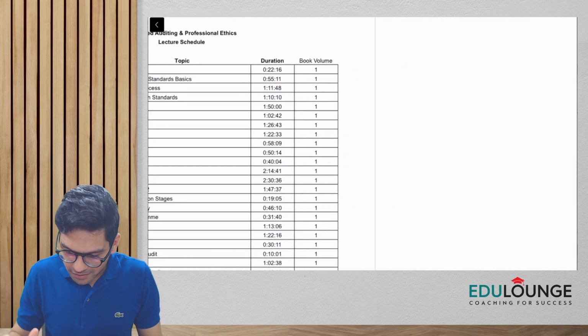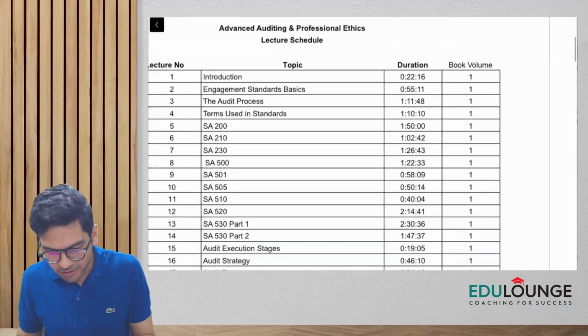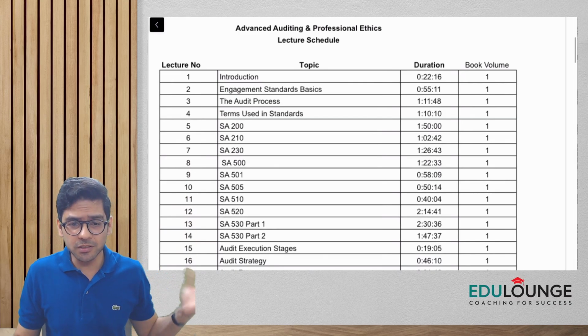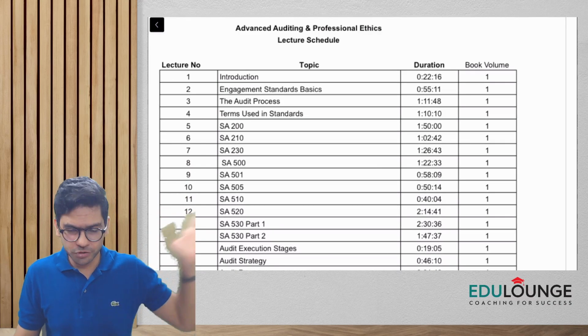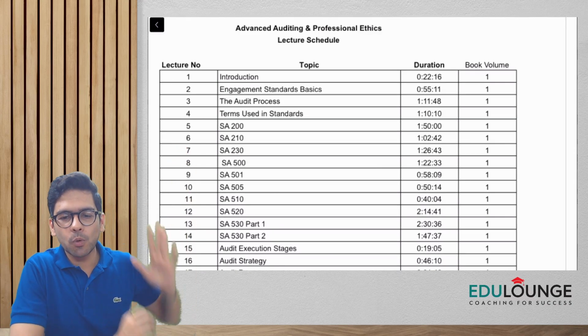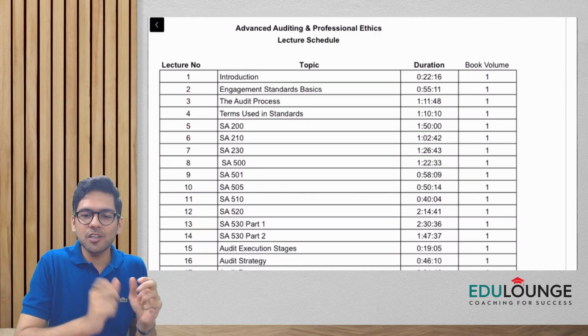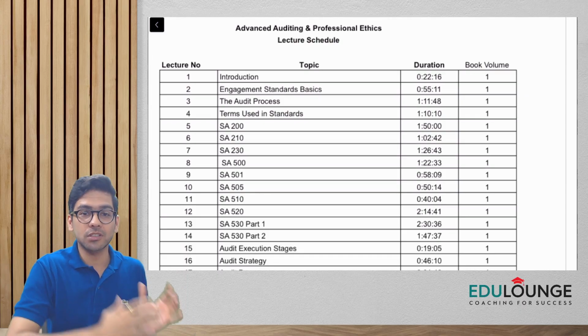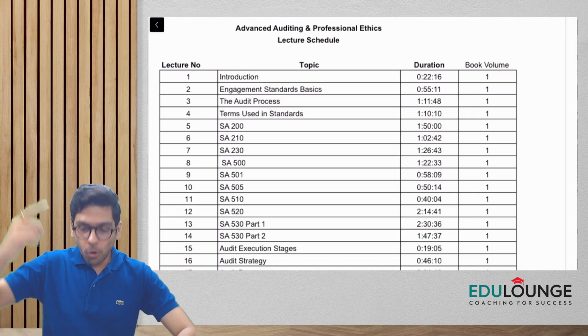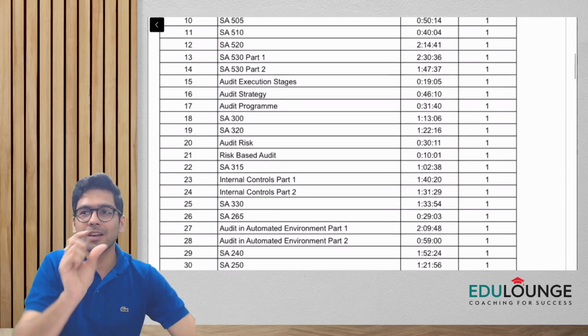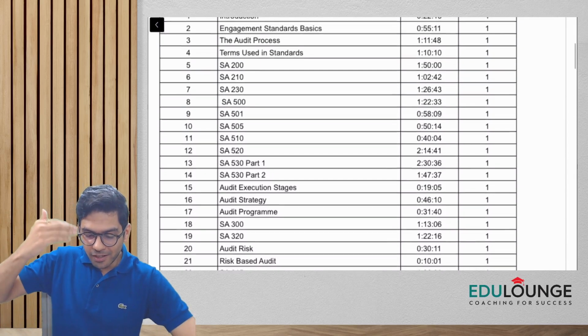If you can see, this is a schedule that I have, guys, with respect to my previous batches. CA Final old course. Lecture number 1 is about introduction. This is only 22 minutes. Then engagement standards basic, 55 minutes. Audit process, almost a 1 hour lecture. So the entire course is not lecture wise of 3 hours each, but it is topic wise.